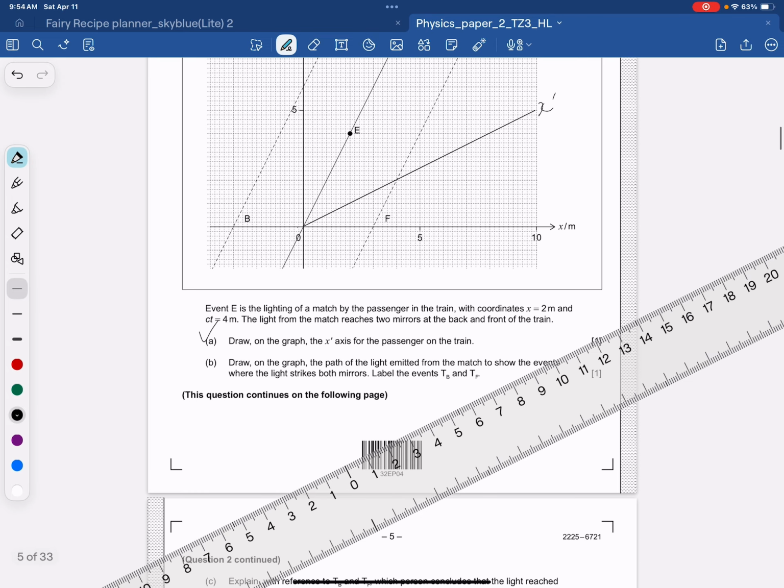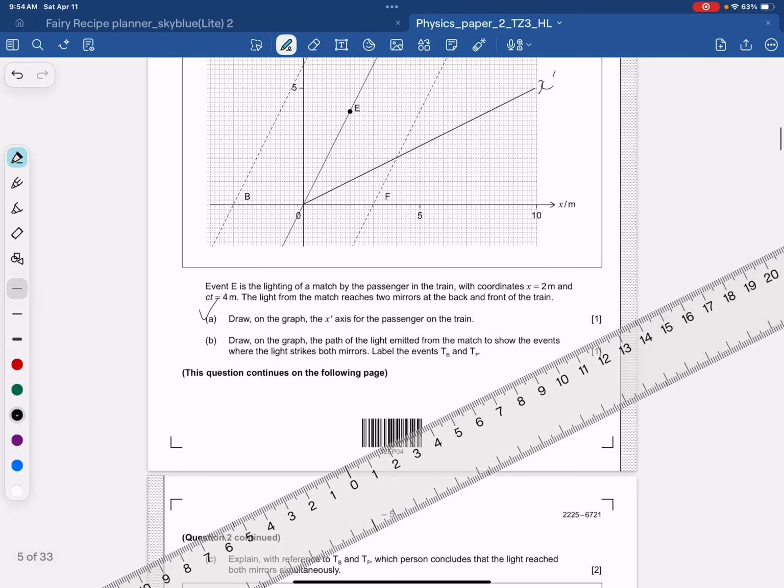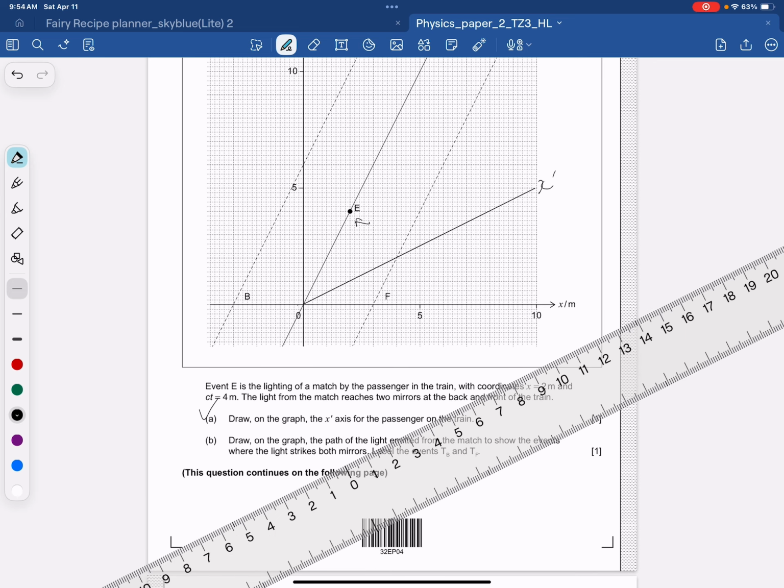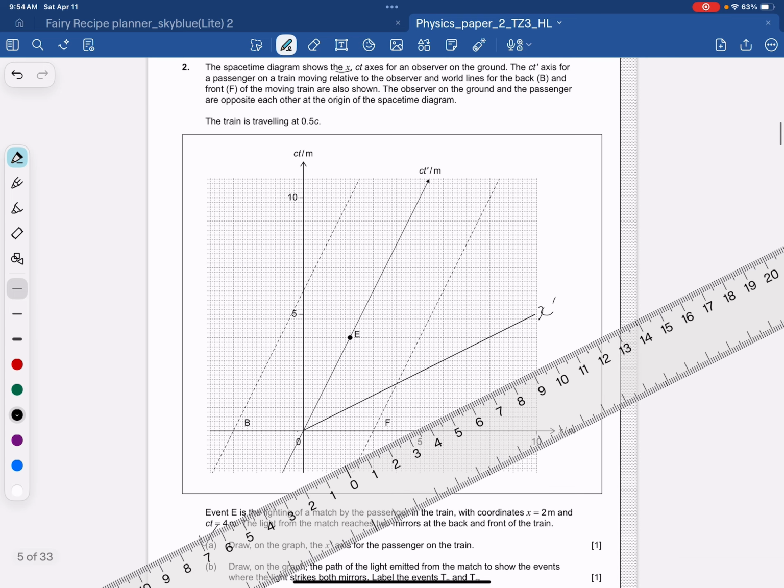Now draw on the graph the path of light emitted from the match to show the events where the light strikes both mirrors. So this is the event where the light is struck from a match, and photons will be emitted in both directions. Let's say this is the train, this is the match. Photons are going to be emitted to the front and the back. So we need to draw two separate world lines for the photons, because the light splits into two, going in two different directions. We can't just suffice with one light world line.